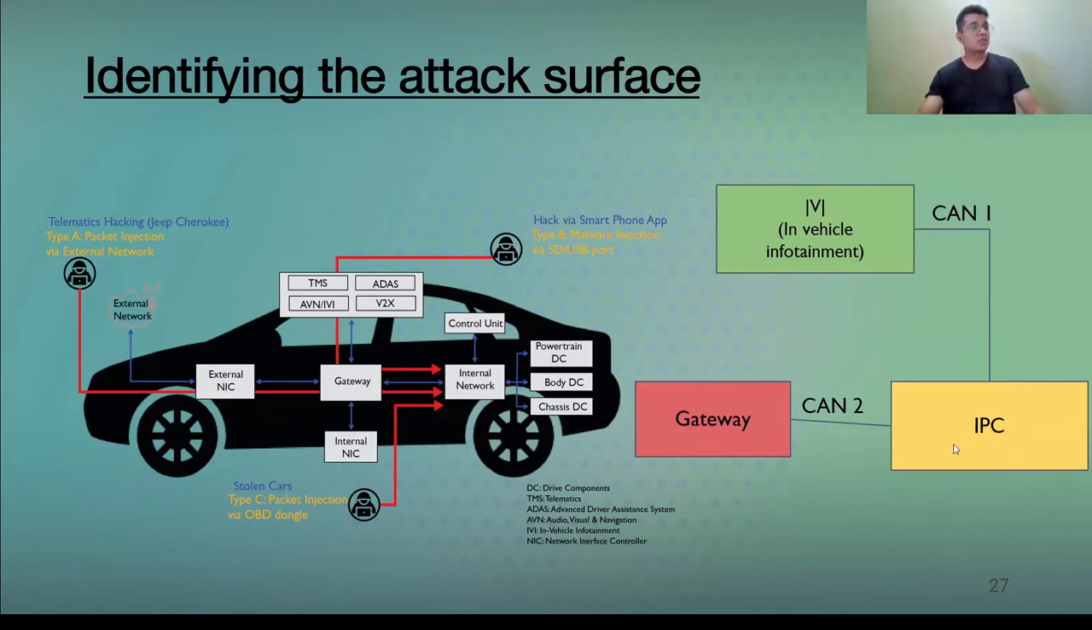So you have your central gateway. On one side of the central gateway, your IPC is connected, which is your instrument panel cluster, and through the other CAN, your in-vehicle infotainment system is connected. Let's take this very simple network into our consideration, and we will try to identify what could be the possible attack surface for this IPC, for this instrument panel cluster.